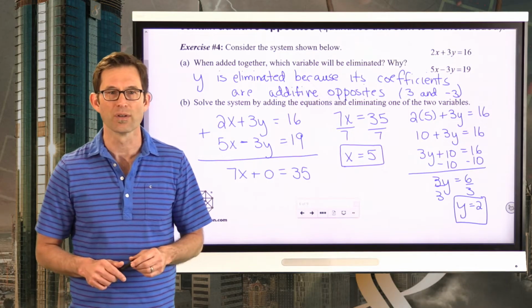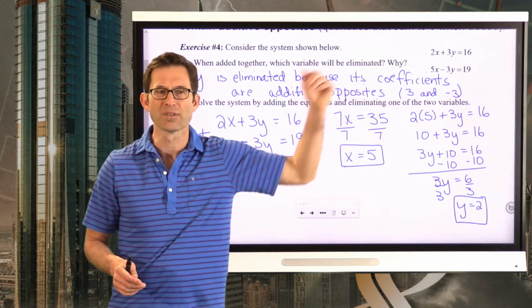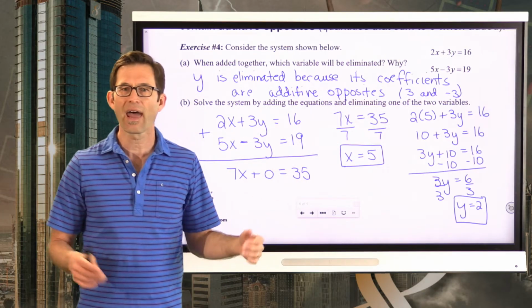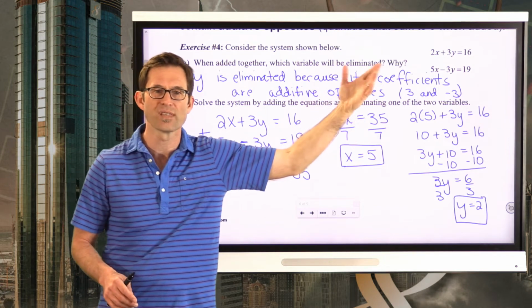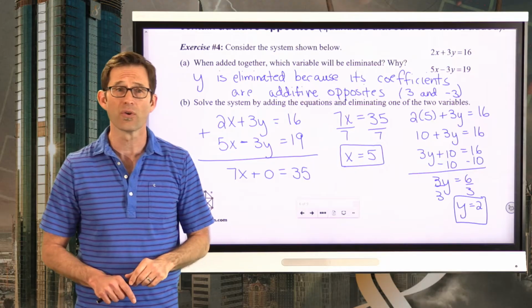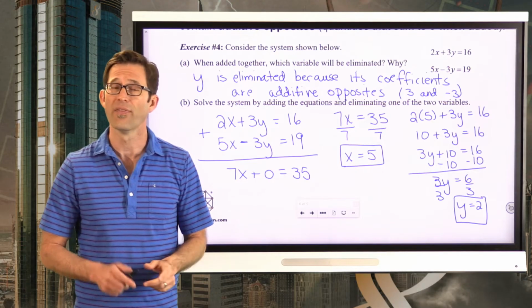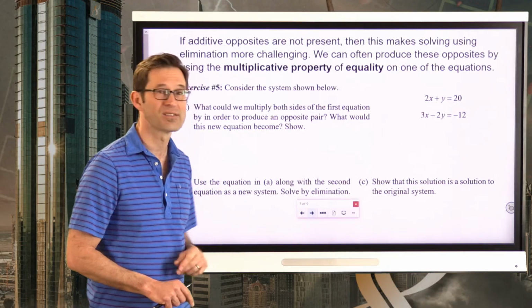very important question, which is, what do you do if there aren't additive opposites? If there's not a 3 and a negative 3, or a 2 and a negative 2, or a 7 and a negative 7, or whatever, then when you add the two equations together, you're not going to eliminate a variable. And that's really key in this procedure. So let's take a look at that case.